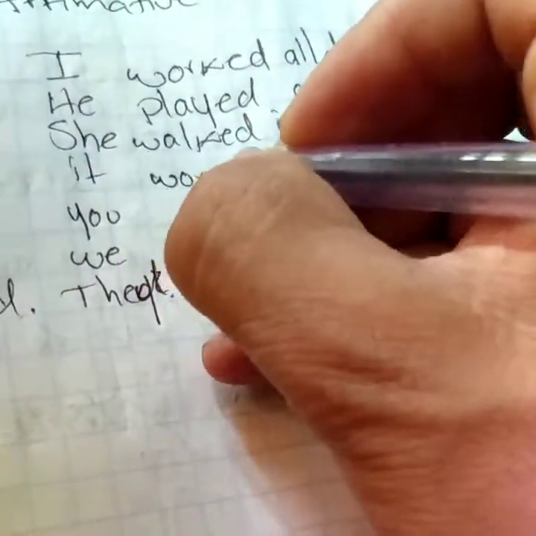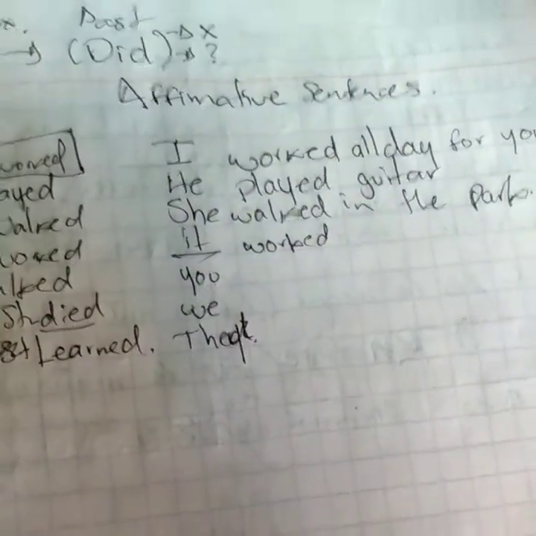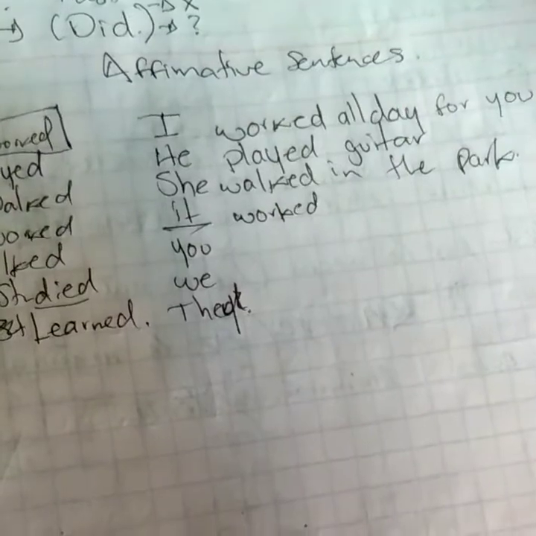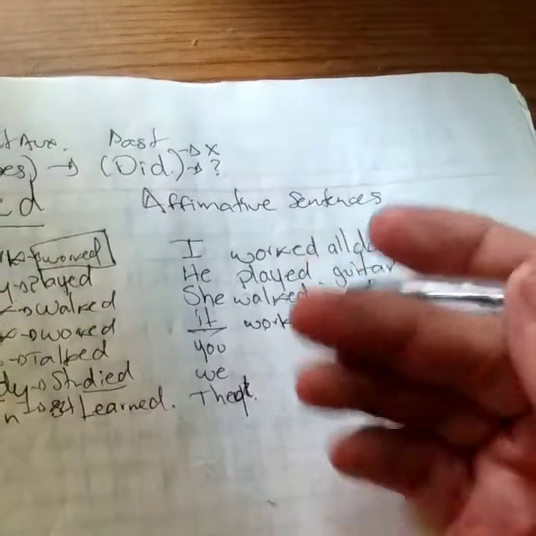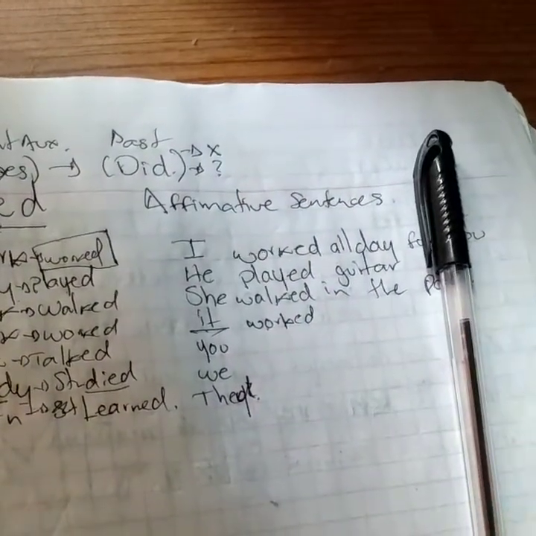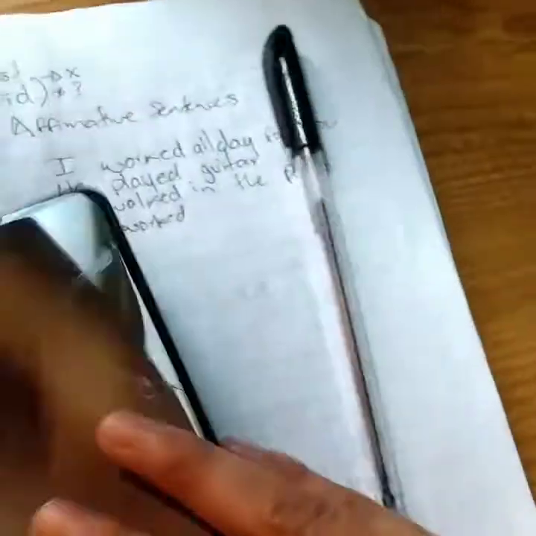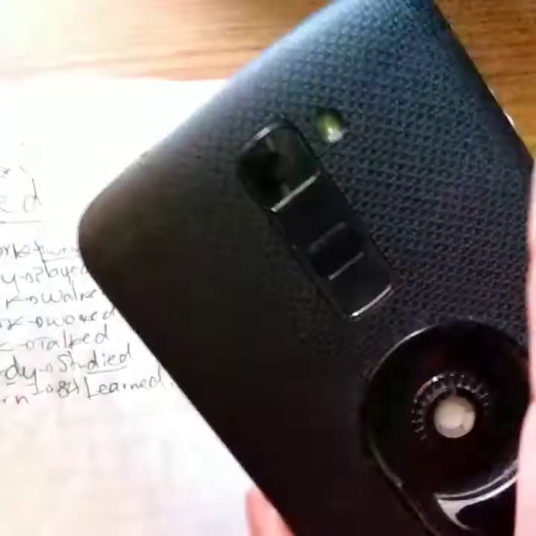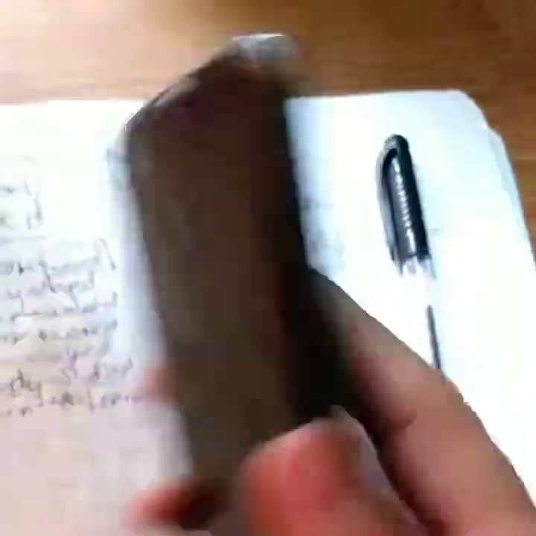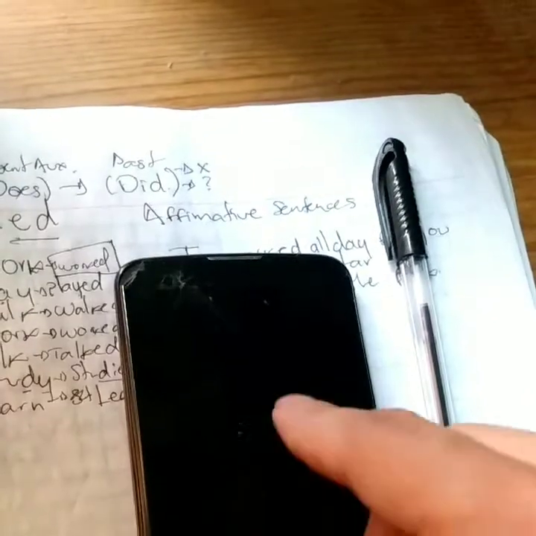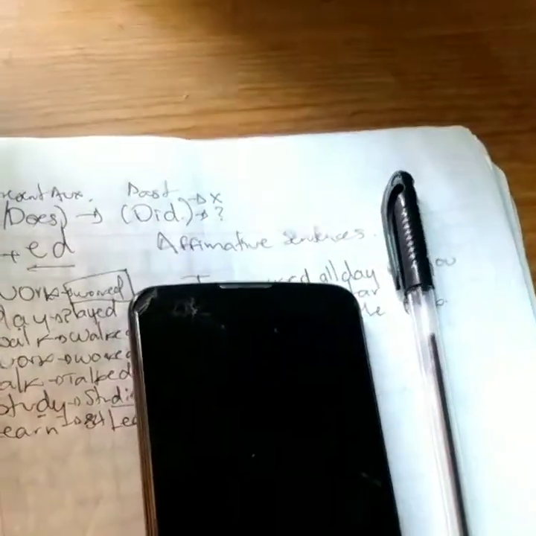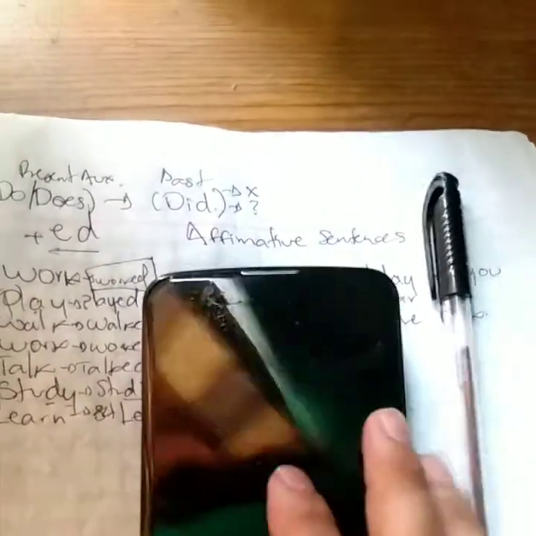It worked. For example, remember that we use it to talk about animals or objects. In this case, if I say it worked, I'm saying that something, for example, a cell phone, right? This cell phone is broken, but 3 months ago, it worked. Yeah, it was working, not anymore. It is broken.